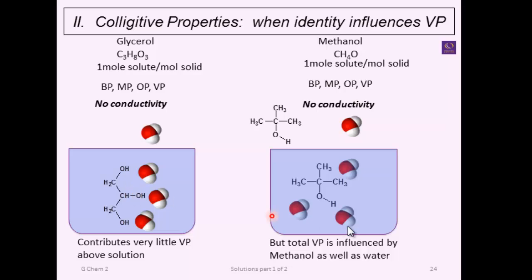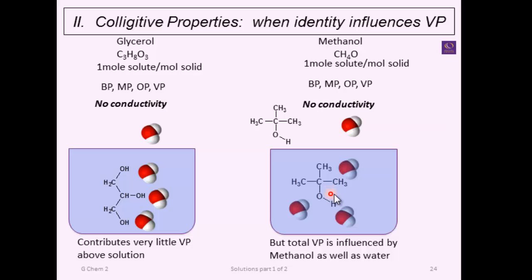But comparatively speaking, if you put something like methanol in solution with water, methanol itself also has a vapor pressure. Now the actual partial vapor pressure of water in both cases will be the same, but you will have the added vapor pressure from the methanol, which also has a high vapor pressure. So when it's in solution, the total vapor pressure may increase. So you do have to pay attention to the identity of what you're putting in if you're worried about changing the vapor pressure.